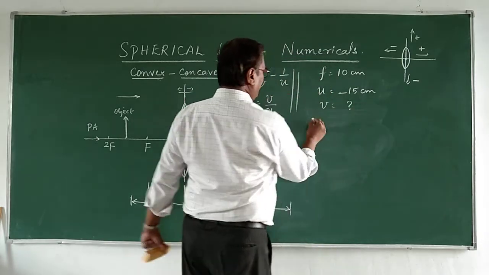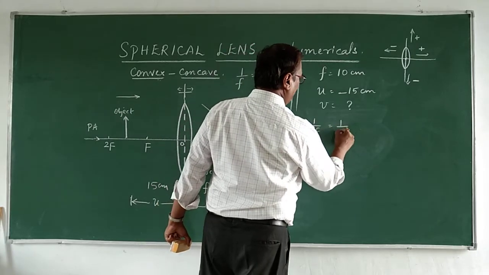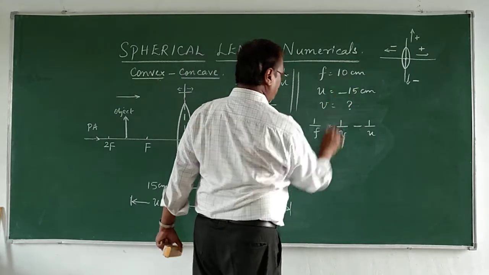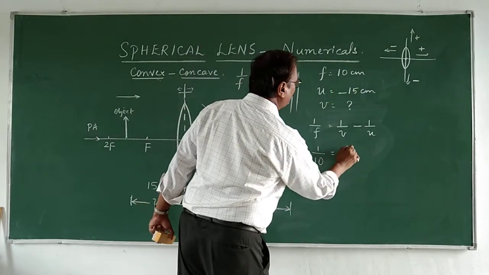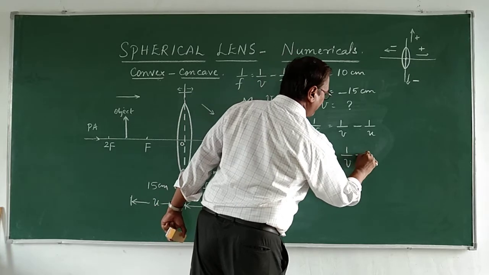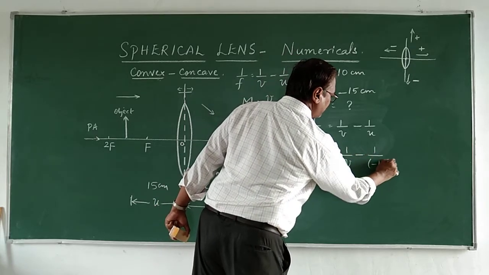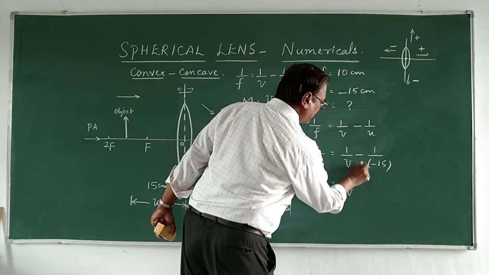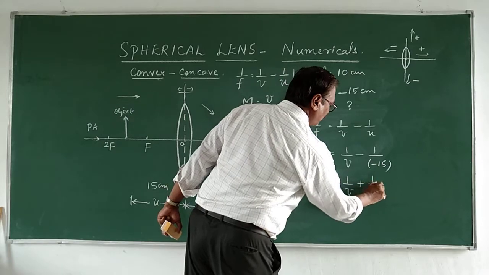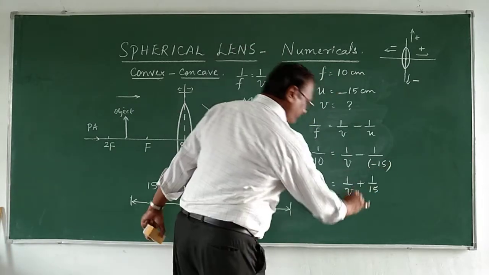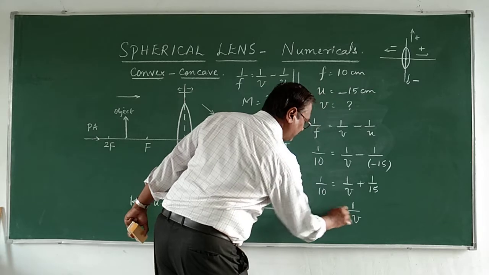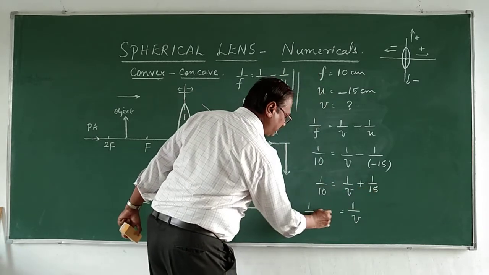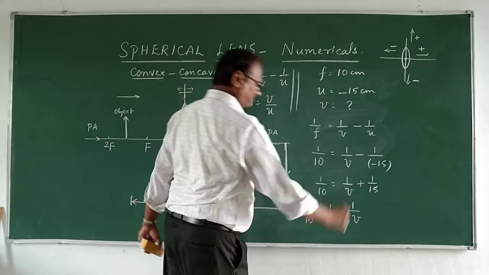1 upon f is equal to 1 upon v minus 1 upon u. Substitute now. 1 upon 10 is equal to 1 upon v, which we don't know, minus 1 upon minus 15. That is, 1 upon 10 is equal to 1 upon v, minus of minus will become plus 1 upon 15. Keep 1 upon v here only, 1 upon 10 here only, plus 1 upon 15 comes to this side, it becomes minus 1 upon 15.